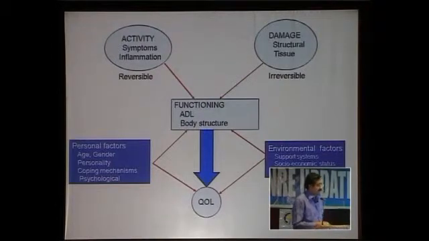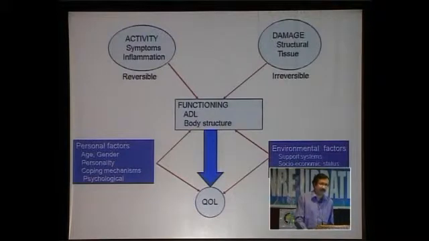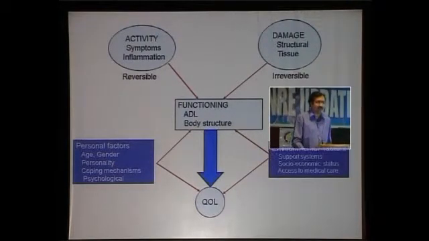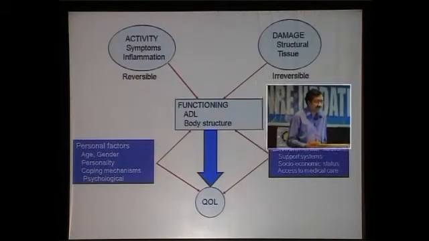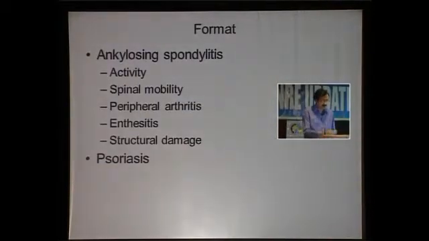And there are a whole lot of factors, including personal factors. There is age, there is gender, there are coping mechanisms, there are psychological issues, support system, socio-economic factors, a whole lot of things which determine the way the patient functions, and what the quality of life of the patient is. I am not dealing with all this because it would be very complex. I will be dealing with these two things: activity, and damage, and how to assess them, especially in the spondyloarthropathy setting. So this will be my format of talk.